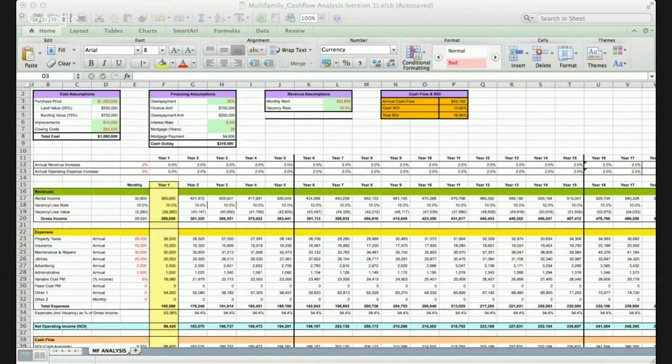So starting off with your purchase price of a multifamily property, it is $800,000. Everything that is green, you need to be entering in. So we start with 800,000. It can be absolutely whatever the purchase price is going to be. The land value I've just set at 25%, and the building value is 75%.